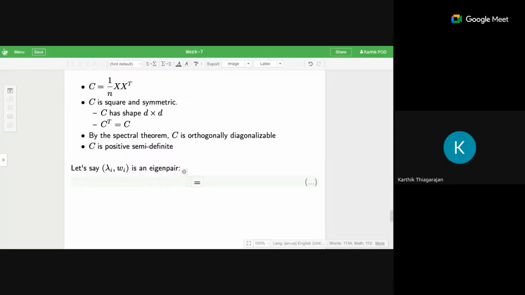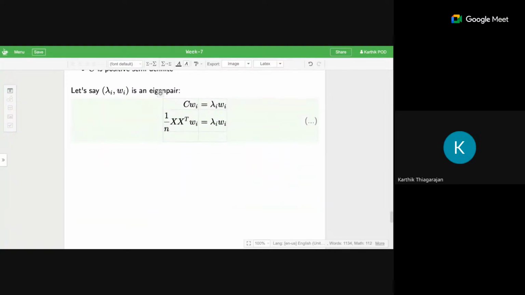So you know that C w i is lambda i w i. I'll plug in 1 by n X X transpose because I know that C is 1 by n X X transpose. So this is lambda i w i. What do you think I can do now to this equation, on both sides?